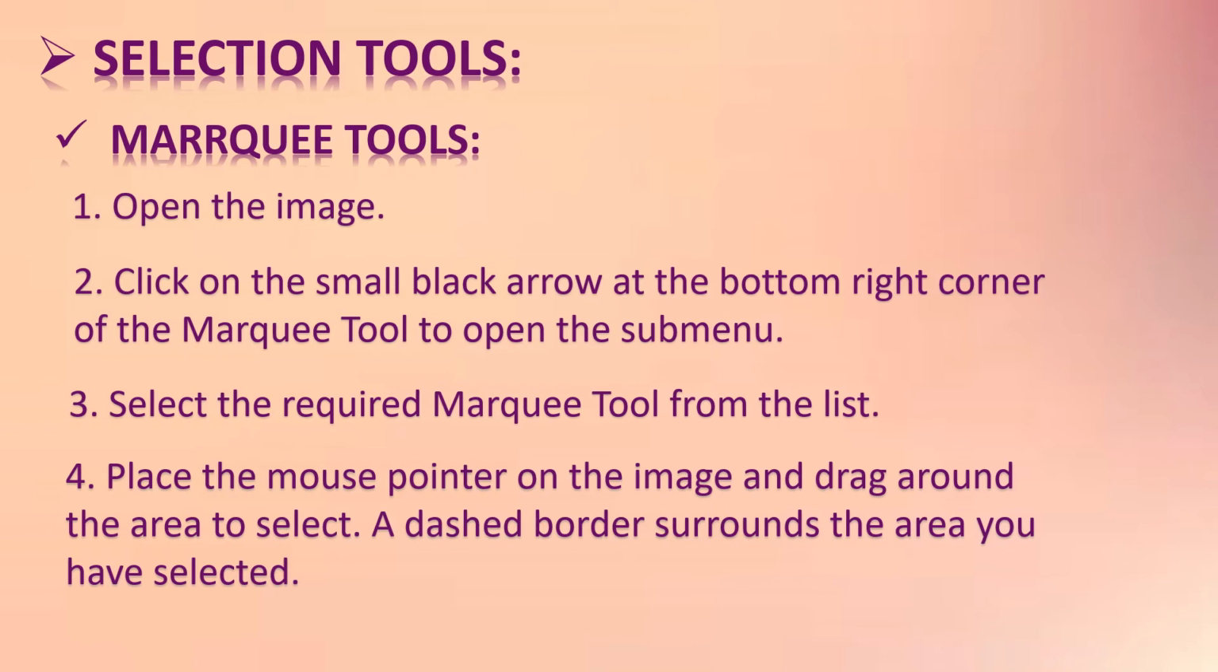The steps for making a selection are: open the image, click on the black arrow at the bottom right corner of the Marquee tool to open the submenu. Select the required Marquee tool from the list.